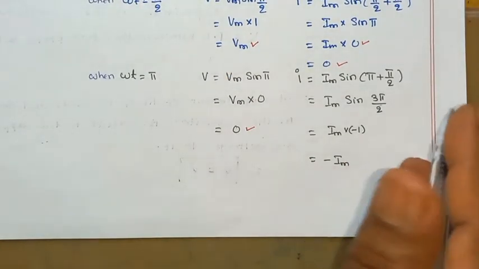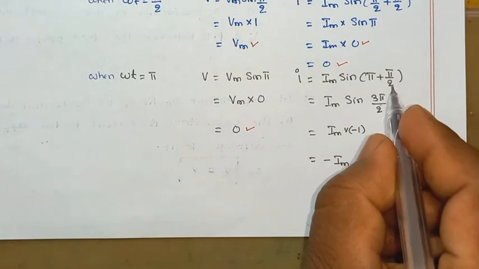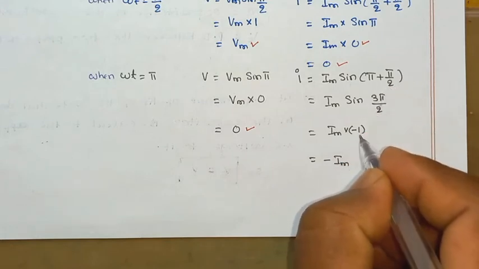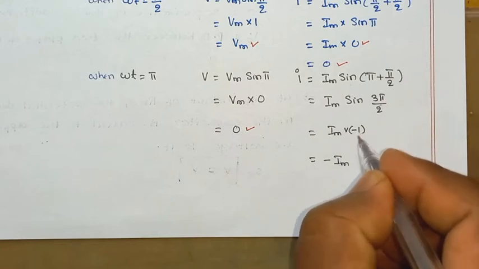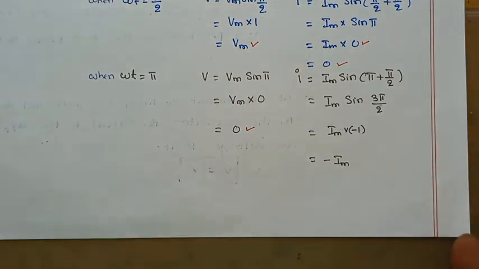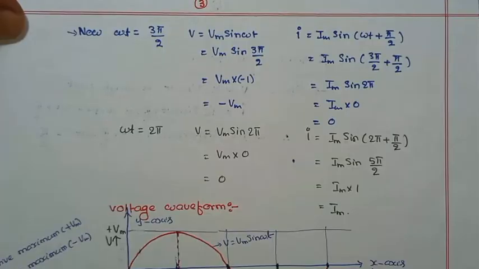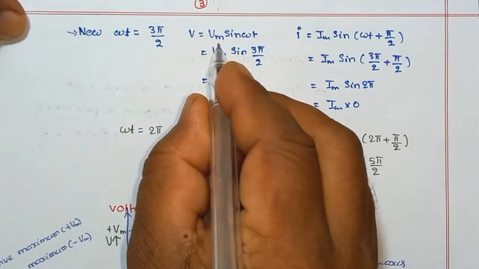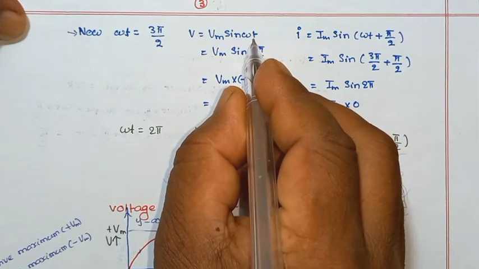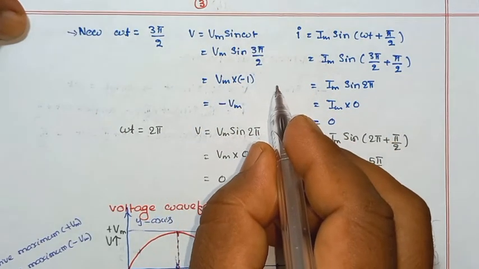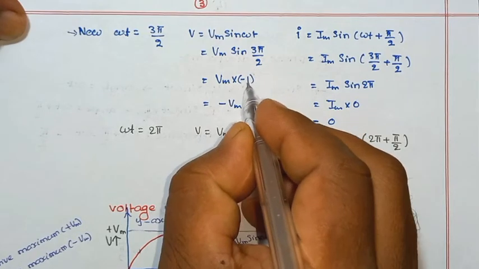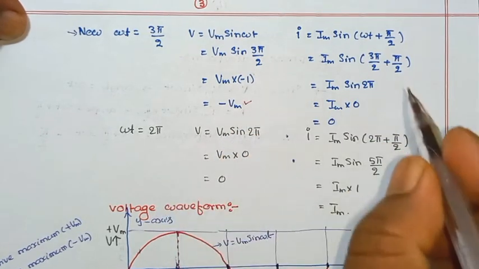I is equal to Im sin pi plus pi by 2. So pi plus pi by 2 is 3 pi by 2. Sin 3 pi by 2 is minus 1. So Im into minus 1 is minus Im. Okay? Now put omega t is equal to 3 pi by 2. So V is equal to Vm sin omega t. In place of omega t, we will put 3 pi by 2. So sin of 3 pi by 2 is minus 1. So Vm into minus 1 is minus Vm.